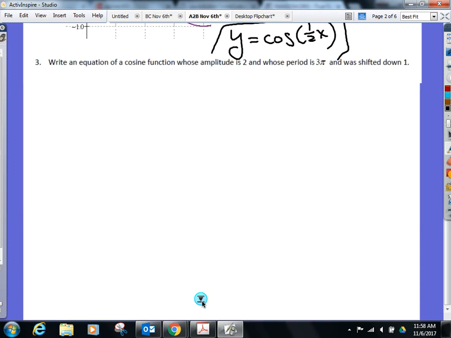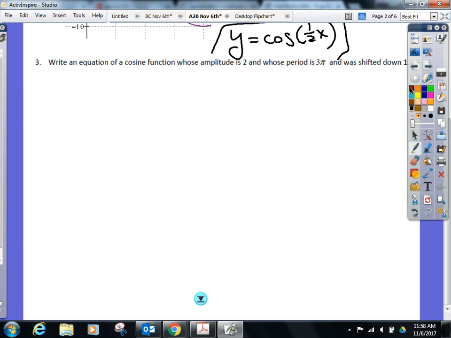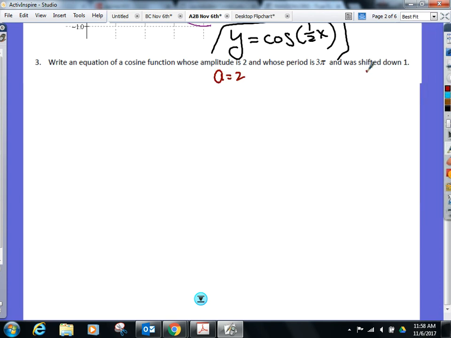Let's go back to word. Let's go in words again. Cosine. I gave you the amp. Ooh, period. Okay, shifted down 1. All right. Vinny, here we go. What's my A value? 2. And what's my C value? It's the only thing I didn't give you.